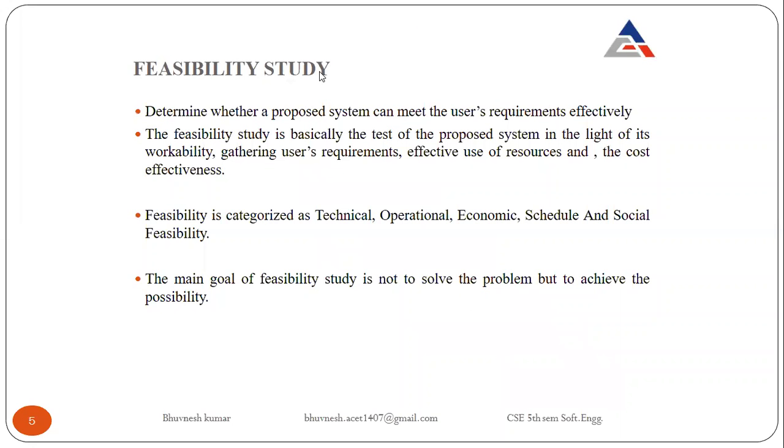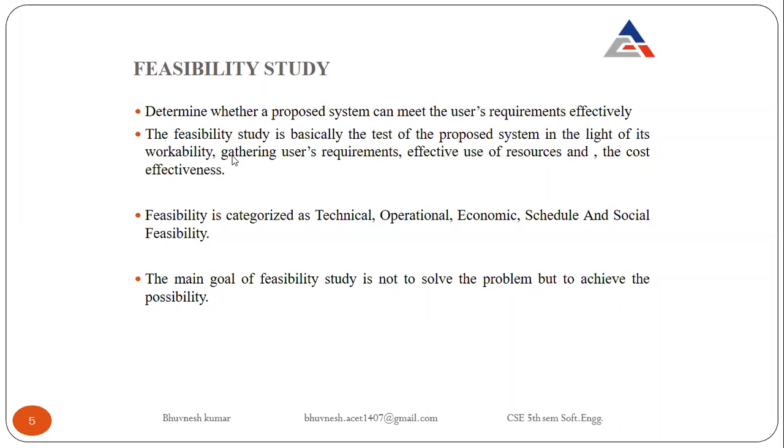Okay. First phase is your feasibility study. What does this mean? It determines whether a proposed system can meet the user requirements effectively. This phase determines whether the user requirements can be fulfilled or not. It can be economically feasible, technically feasible, or financially feasible or not. The feasibility study is basically the test of the proposed system in the light of its workability, gathering user requirements, effective use of resources, and cost effectiveness.